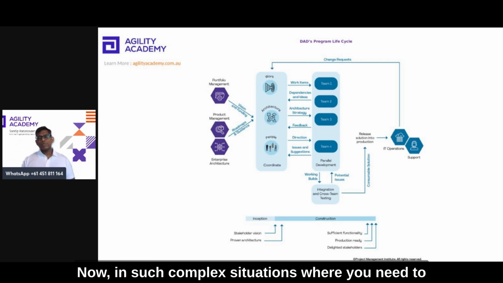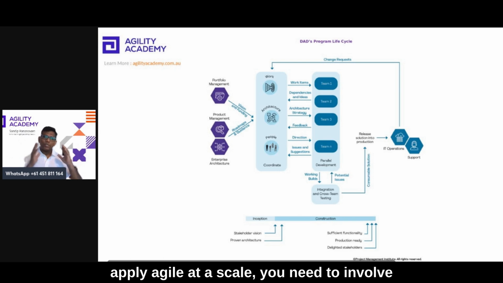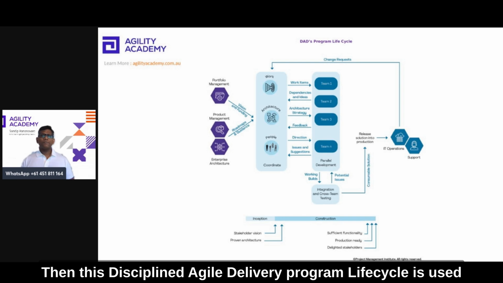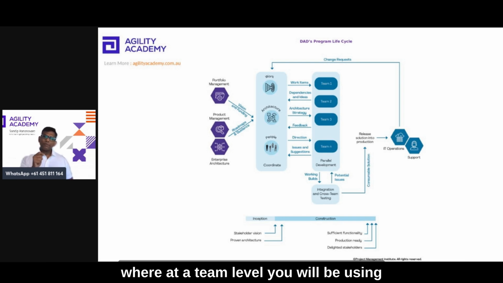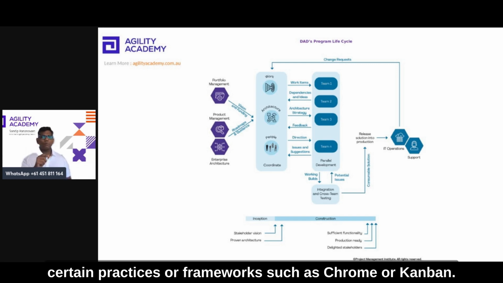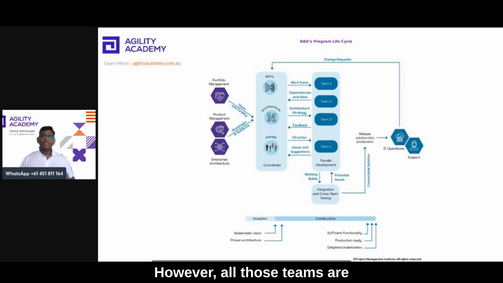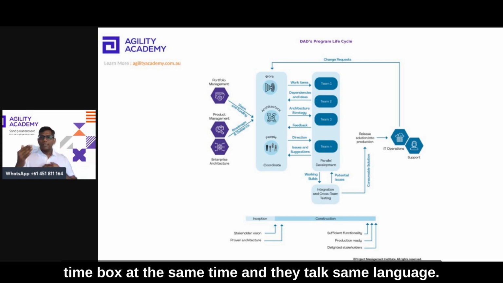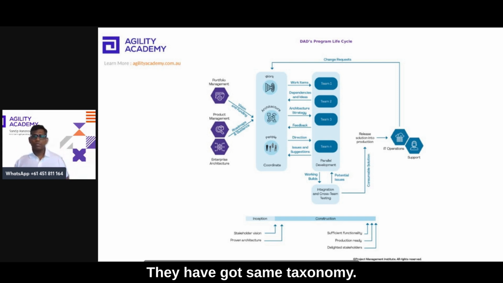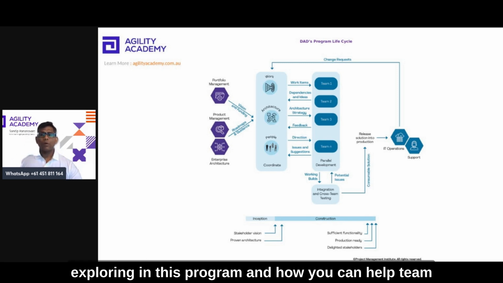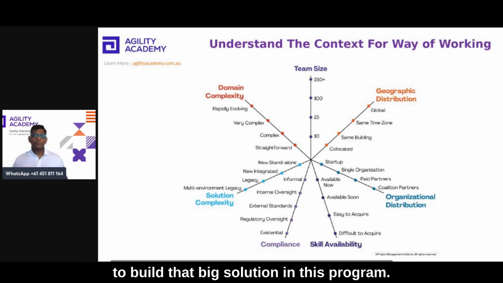Now in such complex situations where you need to apply agile at scale, you need to involve 5 to 12 teams, 50 to 125 team members. Then this Disciplined Agile Delivery Program life cycle is used, where at a team level you will be using certain practices or frameworks such as Scrum or Kanban. However, all those teams are synchronized. They follow the same cadence. That means they start and finish their work in a small time box at the same time, and they talk the same language. They have got the same taxonomy. So that's the Disciplined Agile program life cycle, which you'll be exploring in this program, and how you can help teams to build that big solution.